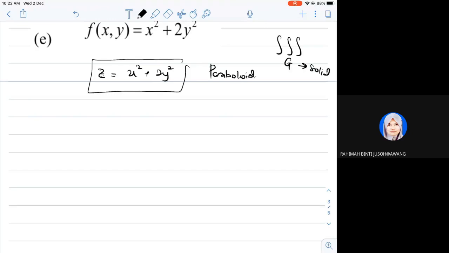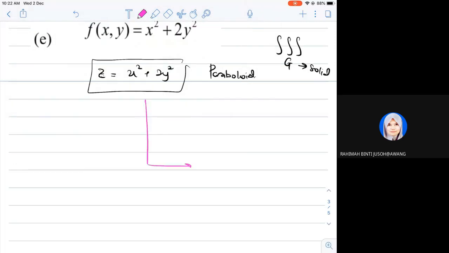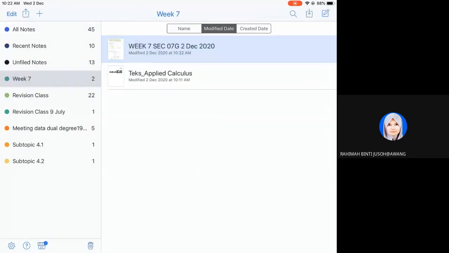Okay, so in this case, we will have a paraboloid. The paraboloid, like a tom yum bowl, should be facing upward, the positive part of z. Here are x, y, and z. All right, so we will have this paraboloid. That's it, that's exercise 3.1.